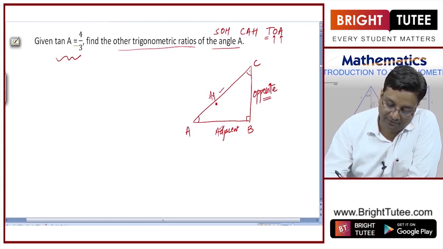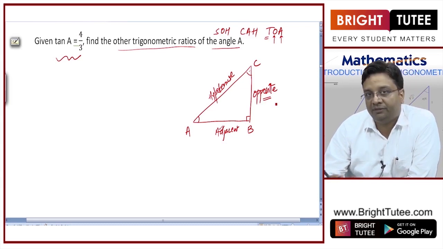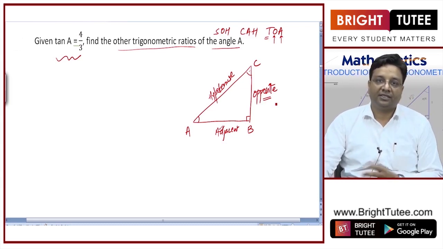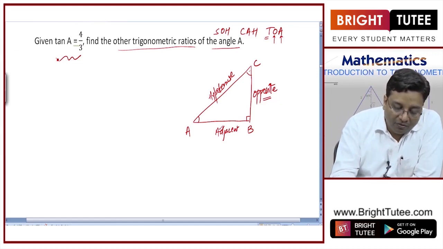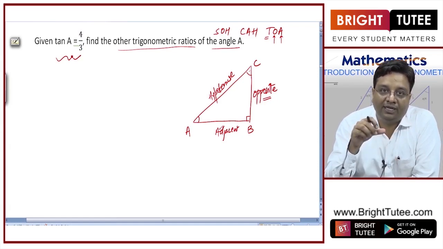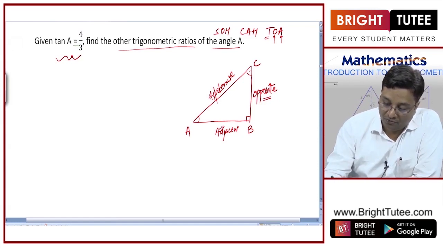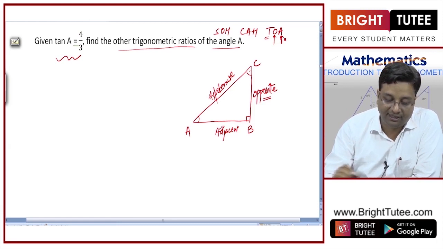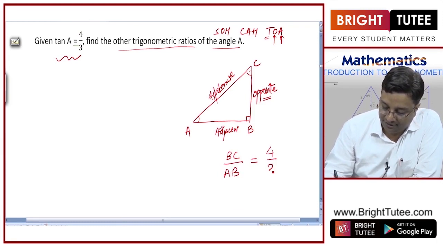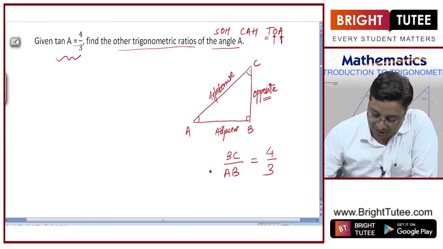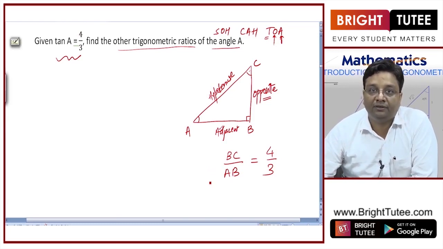So, let us write it. I am just writing these to demonstrate you. Otherwise, it is not necessary to write these things. Okay, you can do it directly. What is tan of A? Tan of A is 4 by 3. So, the ratio of opposite side and adjacent side is 4 by 3. What is opposite side? Opposite in this case is BC, adjacent is AB. So, this ratio is given as 4 by 3, right students? So, this is the ratio that is given, right?